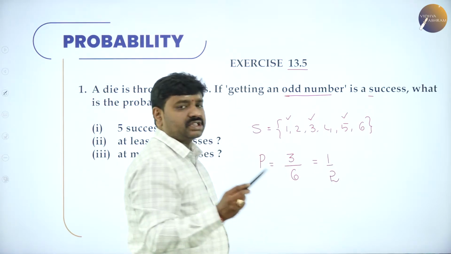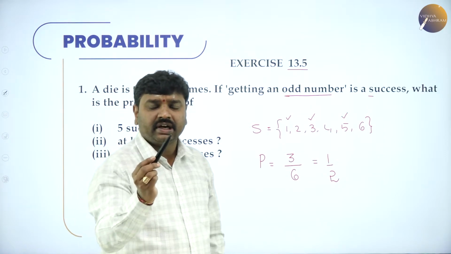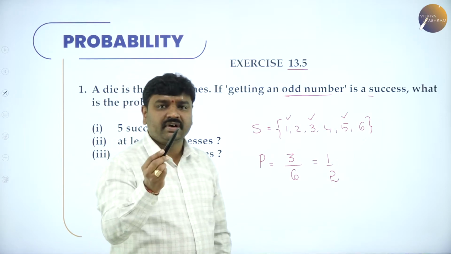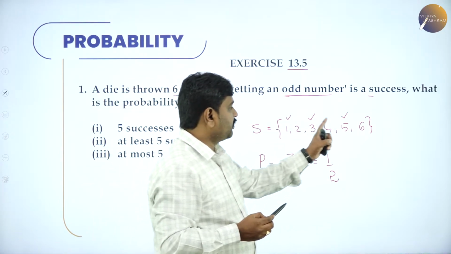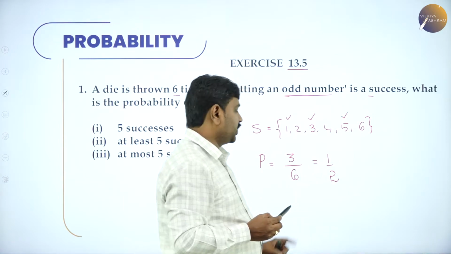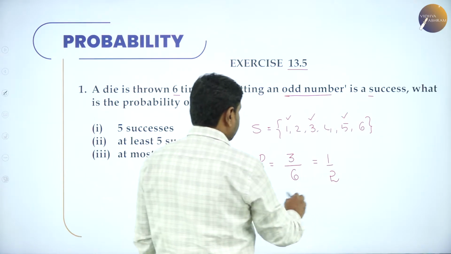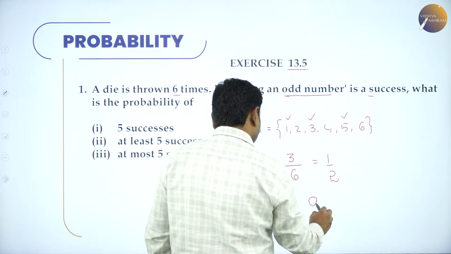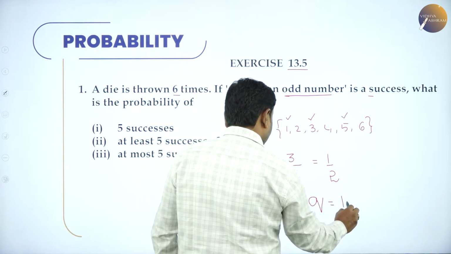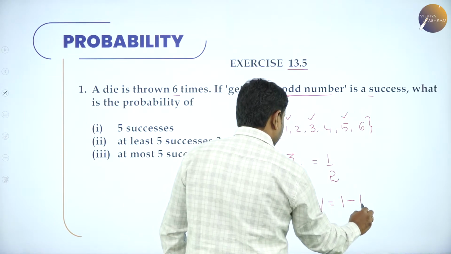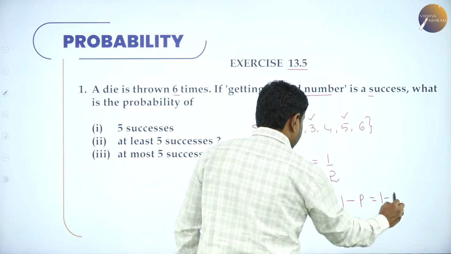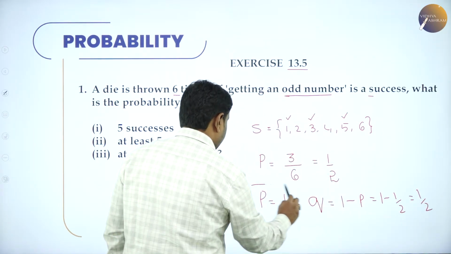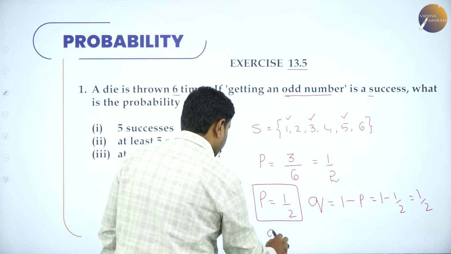Because they told success is getting an odd number, what is the probability of getting an odd number? Probability means what? Favorable by total. So we have 3 favorable out of total 6. 3 by 6 means 1 by 2. P we got, probability of success is 1 by 2. Now Q means what? Probability of failure, that is 1 minus P. Always Q is 1 minus P, that is 1 minus 1 by 2, which is again 1 by 2. So you got the P value and the Q value.